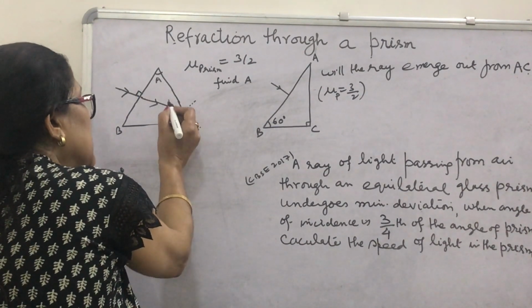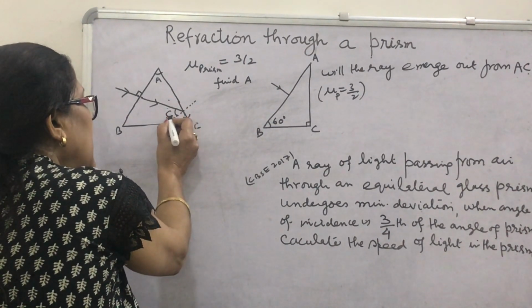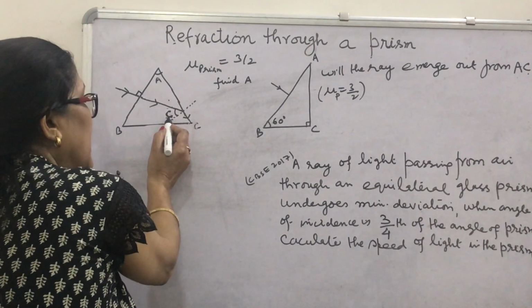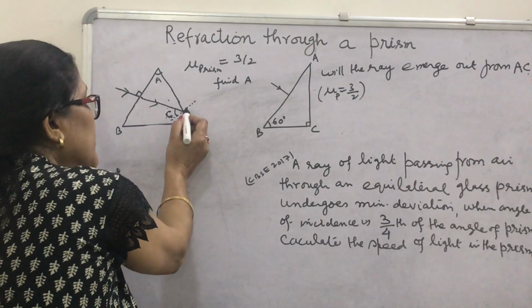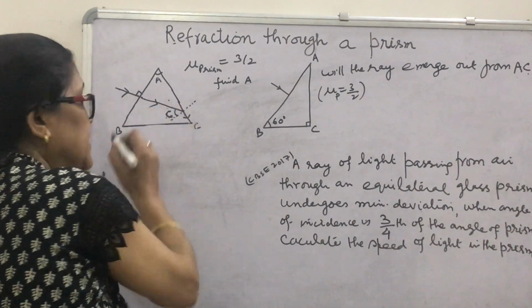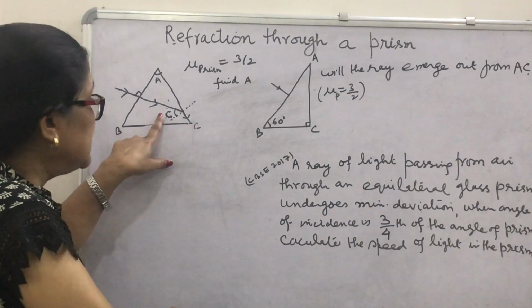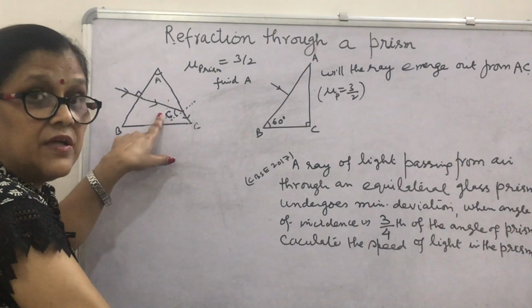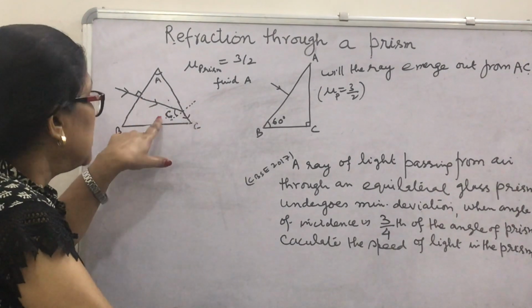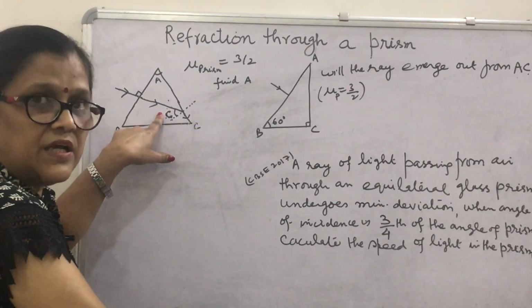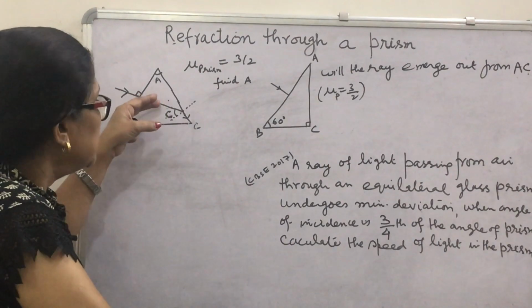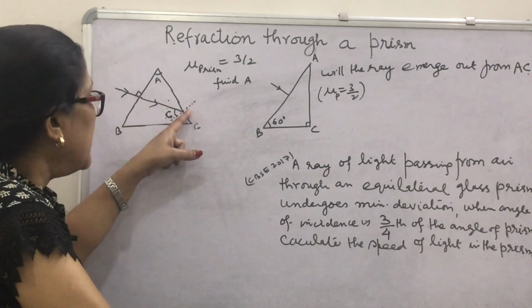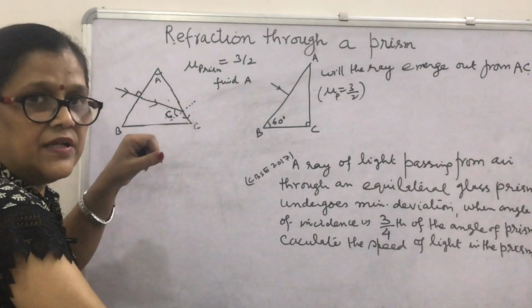Suppose this angle is the critical angle. For this critical angle, the angle of emergence in the rarer medium is 90 degree and the angle of incidence in the denser medium is the critical angle. We have learned this. So why have I set this angle as the critical angle? Because the ray is going from denser to rarer medium and the angle of refraction is 90 degree.